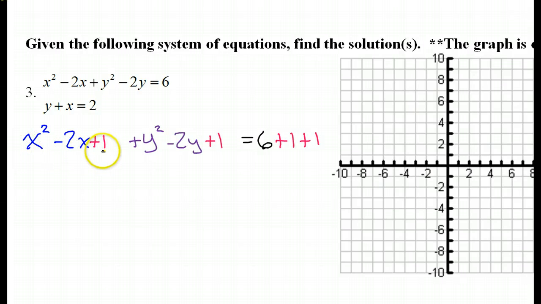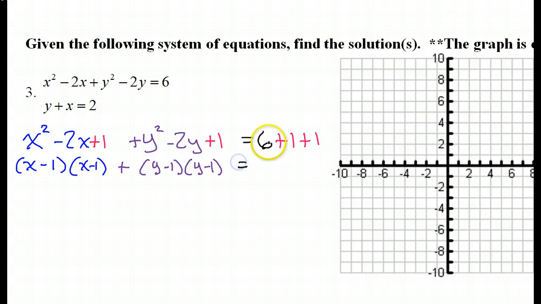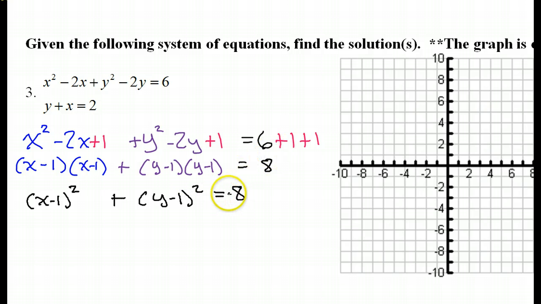Alright, so then we're going to factor this, and it should factor as the same thing twice. So for example, this would factor as x minus 1 times x minus 1. And the y's, this part is going to factor as y minus 1 times y minus 1. Alright, so that equals 8. Okay, so this is going to give us x minus 1 squared plus y minus 1 squared is equal to 8. So now that we have the equation in standard form, we can go ahead and graph the equation.